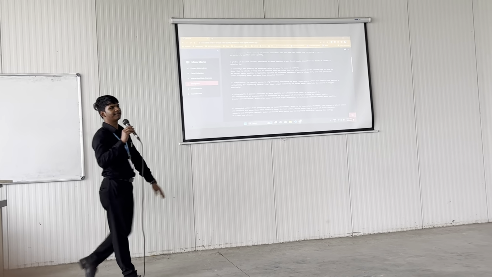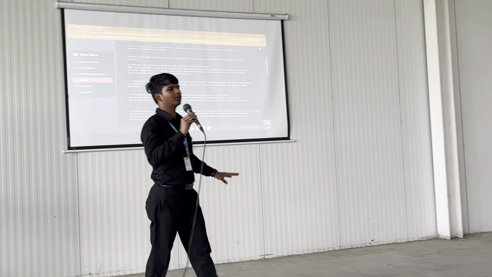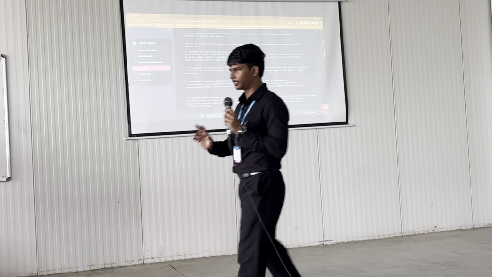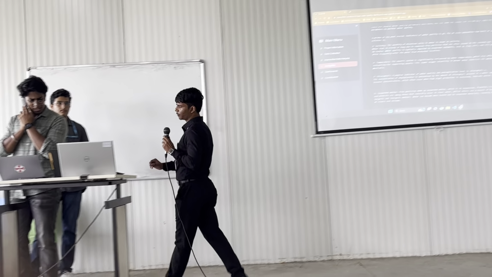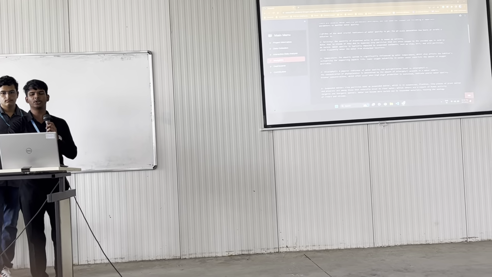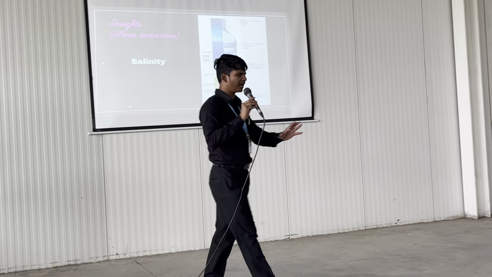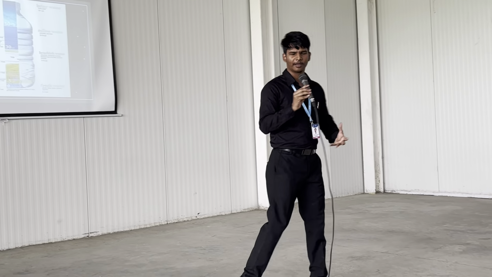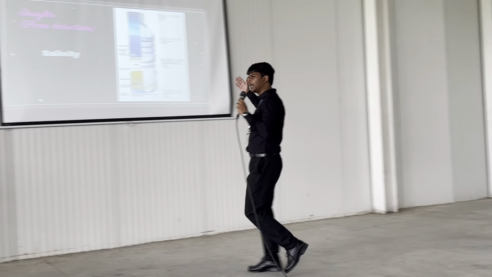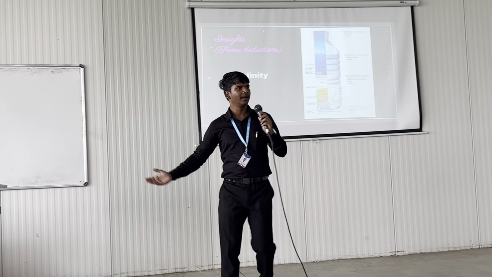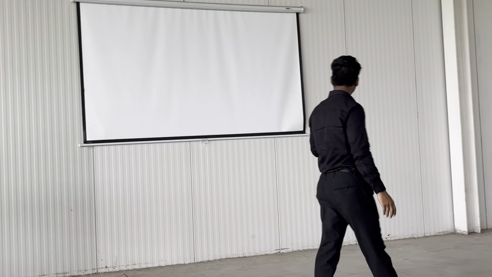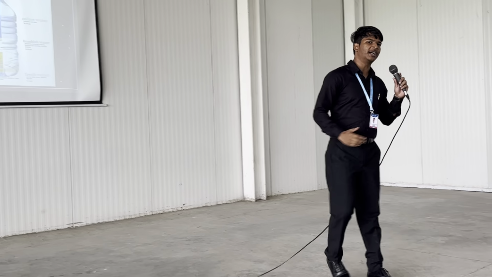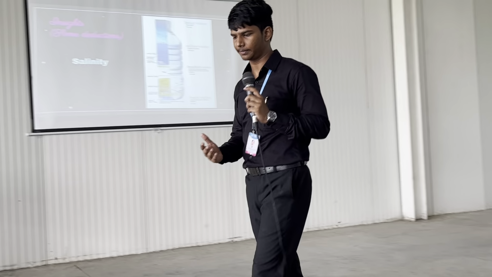Now in the second phase we have salinity. A water should have a certain amount of salinity. Fresh water should have a salinity of around 0 to 0.5. Then comes brackish water, which you don't drink, with a salinity of around 30 parts per thousand, and then saline water, which is around 80 parts per thousand, and then comes the ocean water.